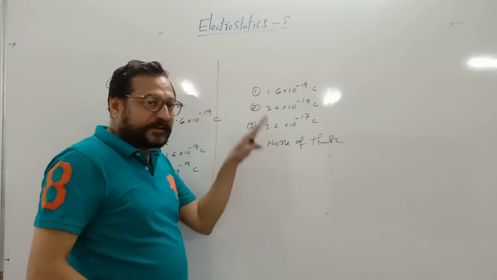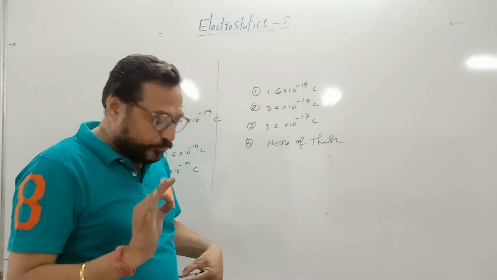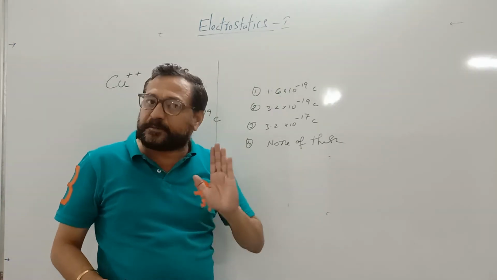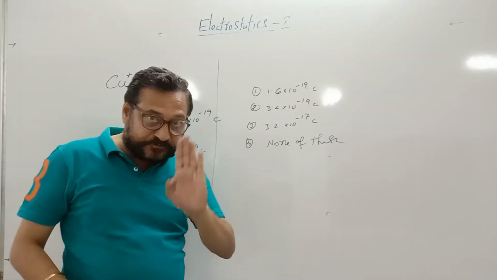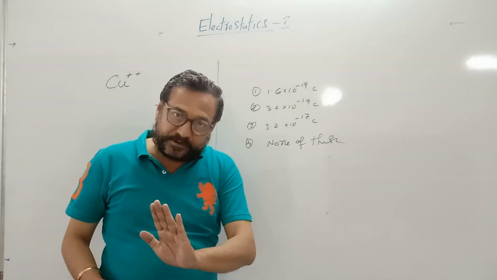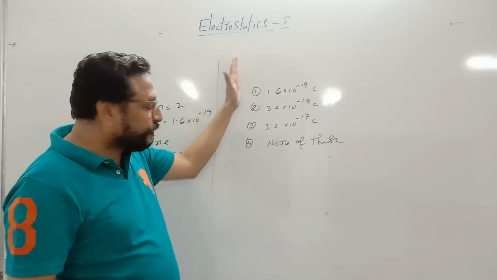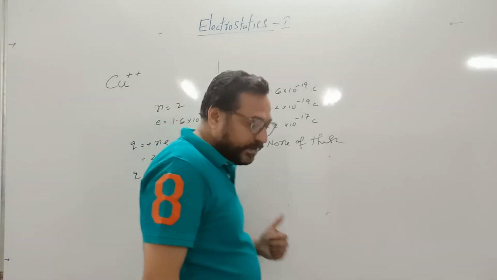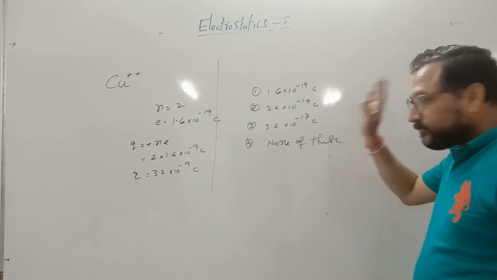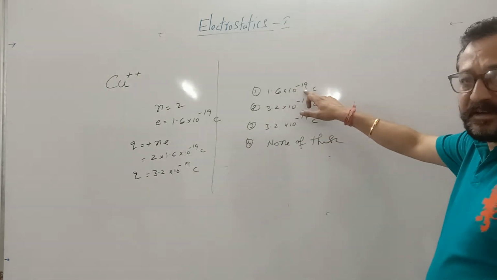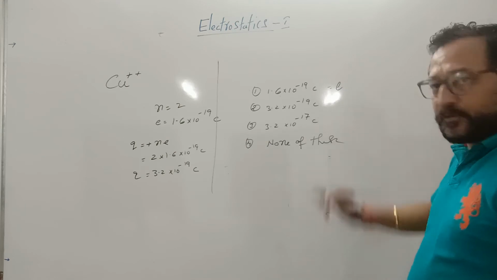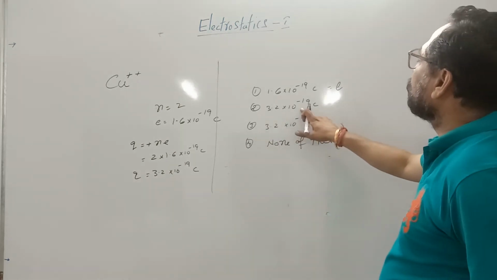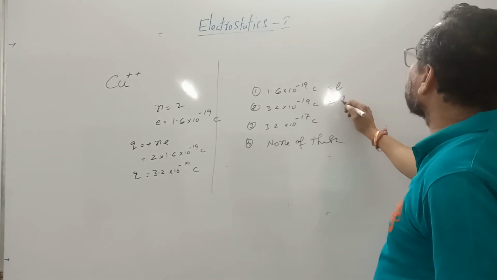Then what is the correct answer? I repeat the question: which one amount of charge is not possible on a body? There are 4 alternatives. Which one is correct? So we discuss the answer. The first answer, 1.6 × 10^-19, is equal to 1 electron, a charge that is possible. This is equal to twice of the electron charge.